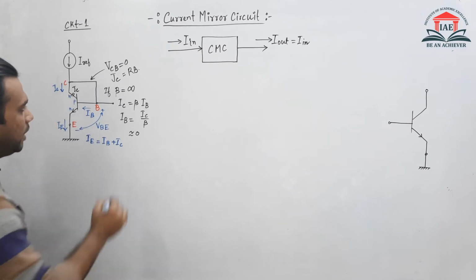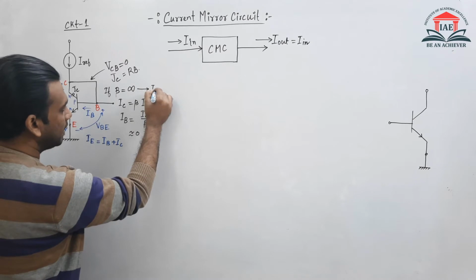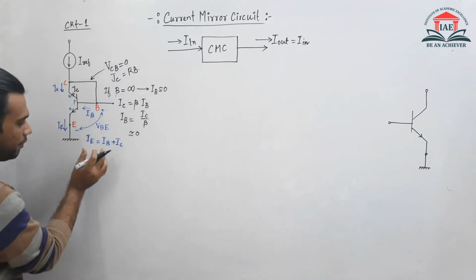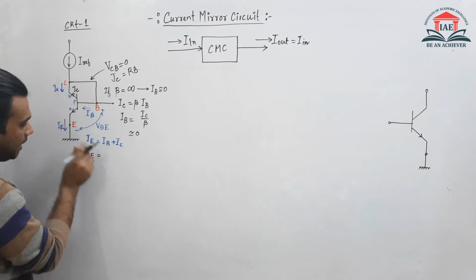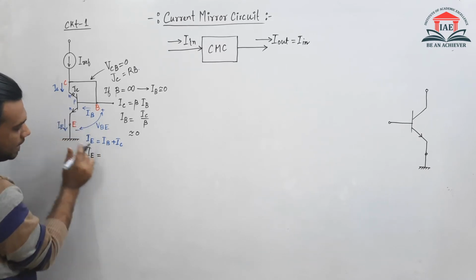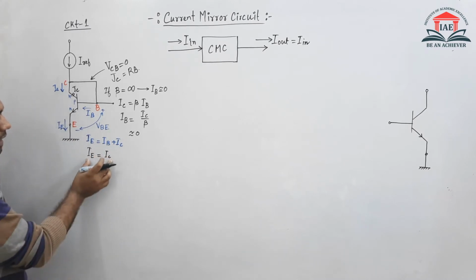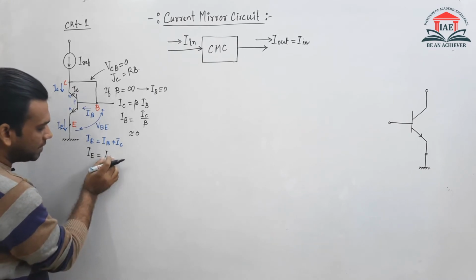So when we assume that beta is infinite, IB will be nearly equal to 0. From this equation, the emitter current IE will be 0 plus IC, that means only IC. So IE will be equal to IC. Now, what will be this IC?